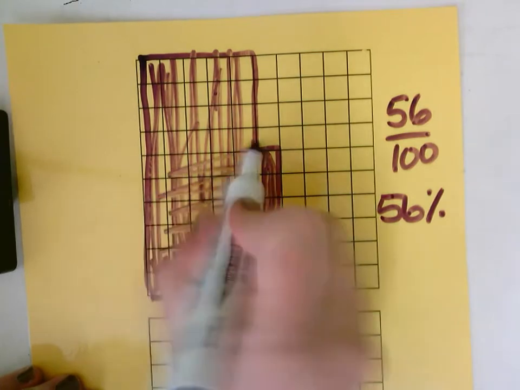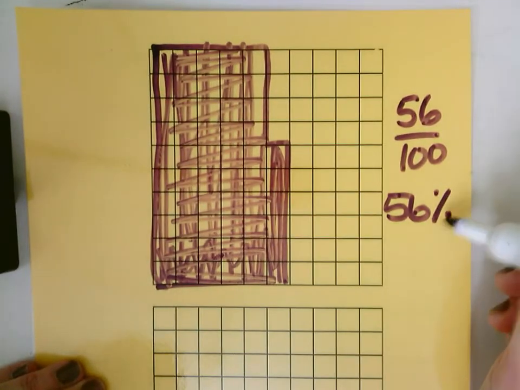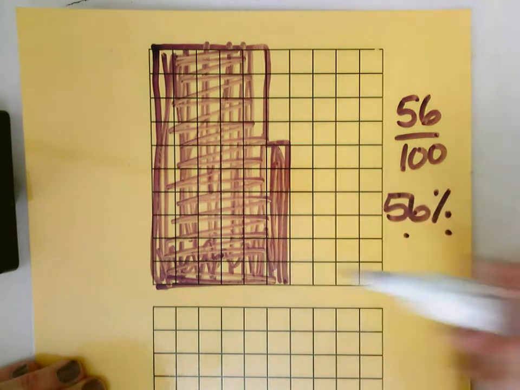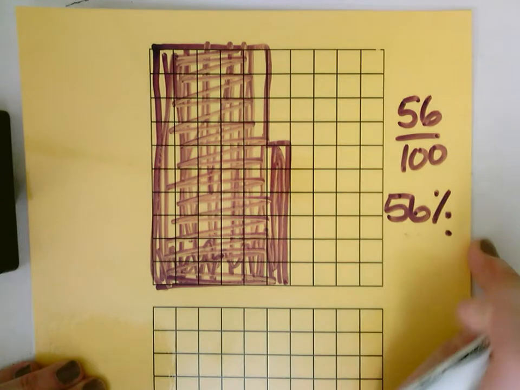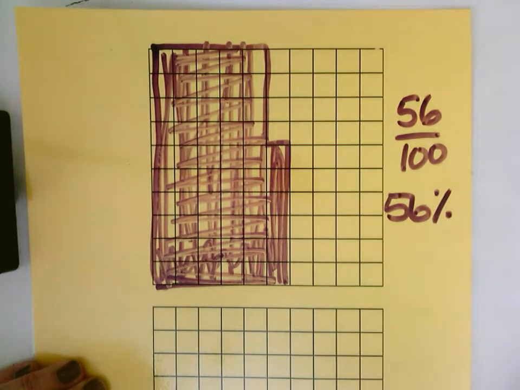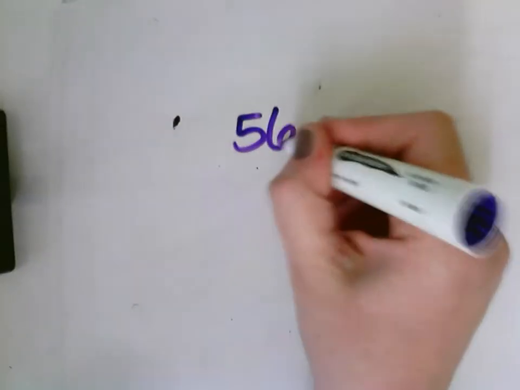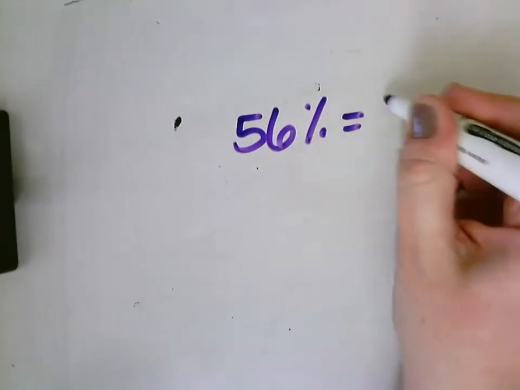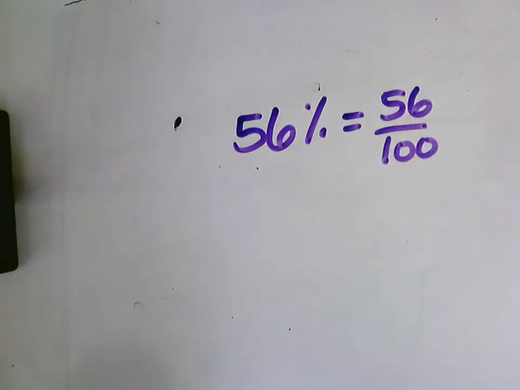56% of it is colored in because 56 out of 100, 56 for every 100, is colored in. I can write that as 56 over 100. These are equivalent in that they name the same amount. Now, 56 over 100 is not in simplest form. So again, I could say 56% equals 56 for every 100, or 56 out of 100.